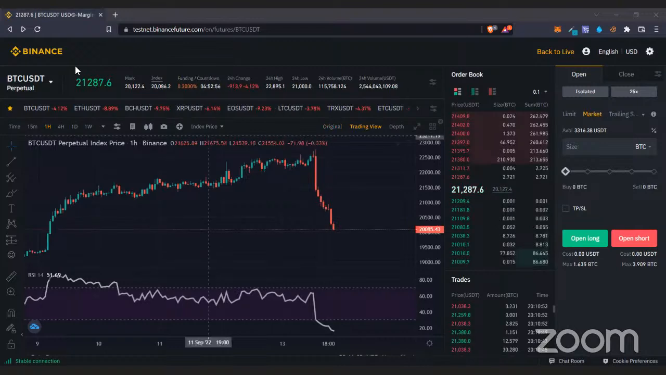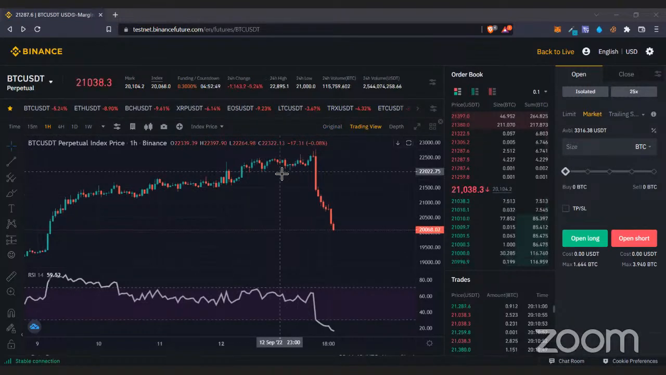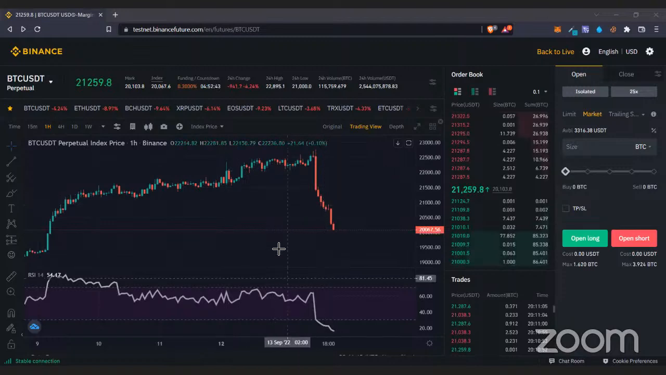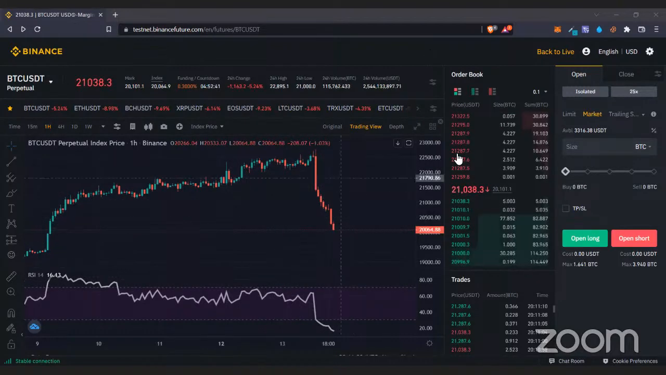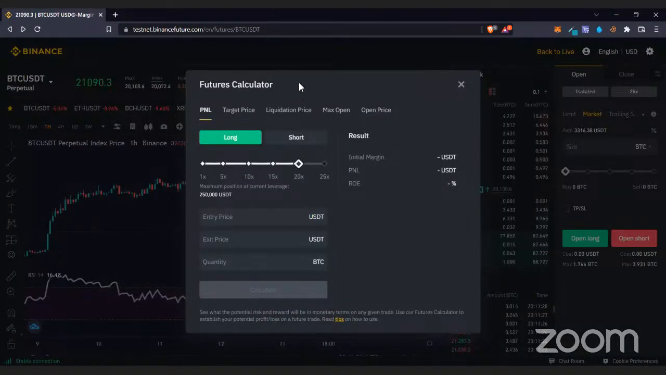Once you go to your futures trading on Binance, I'll equally show you where that option is on the app, if you're using your mobile app to do the trading. Once you go to your futures trading interface, you want to see this option here, by the top where you have your price. It has this plus and equal sign. If you click on it, the calculator pops up.